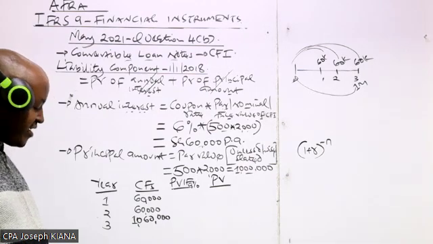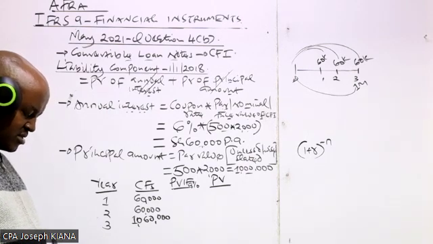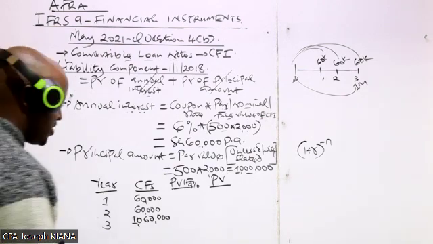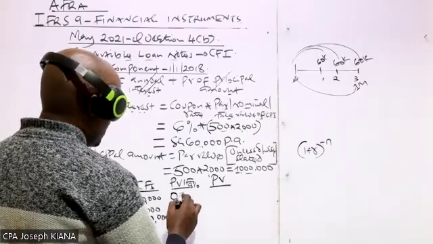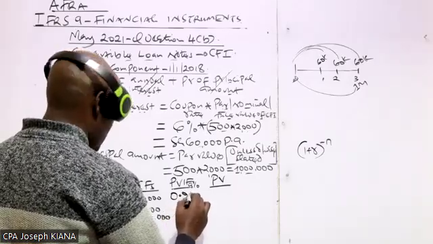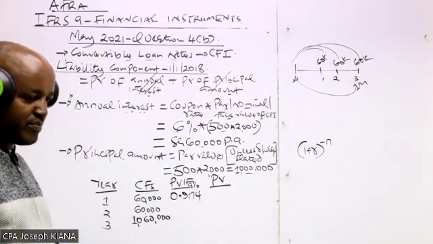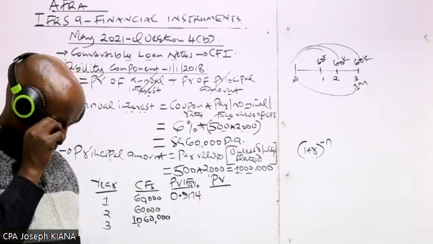Give me the figure for the first year. In the first year, we will have 1.09, and we raise that to power negative 1. I'm getting 0.9174. And you have to give me that figure to 4 decimal places. Are you getting that figure here?